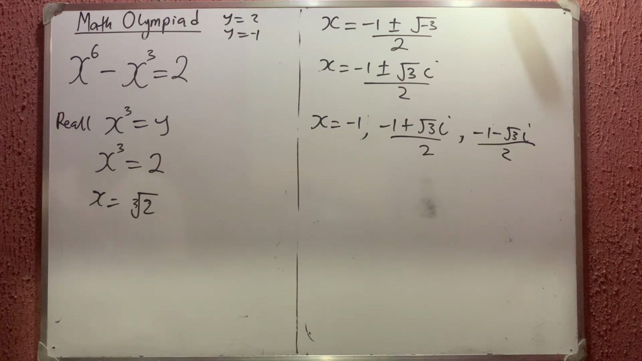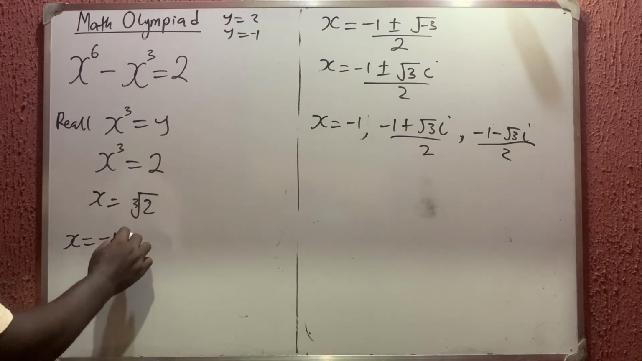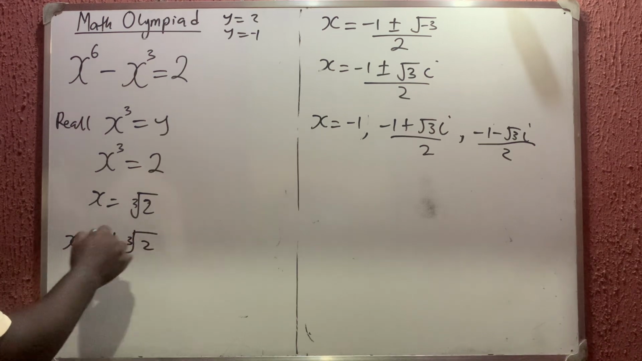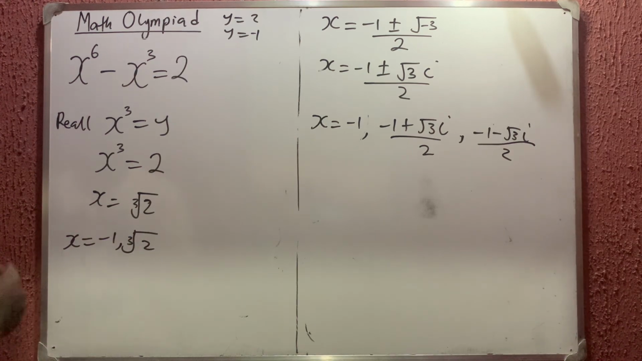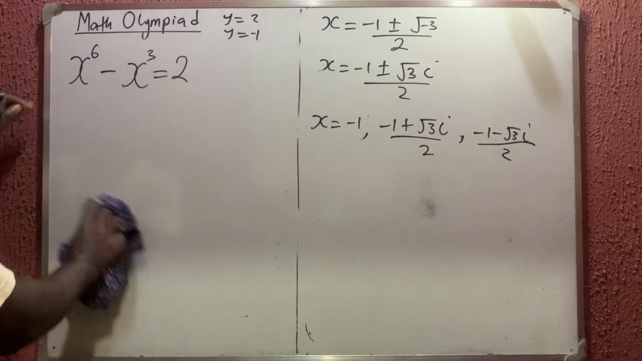Now, the question is, can we check if all these answers are correct? Yeah, we can check. Now, if we're interested in getting only the real solution to this, the only real solutions are x is equal to -1 and the cube root of 2. These are the only real solutions to this. The rest are complex solutions. So let us check if it is correct. I want to check only the real solutions.